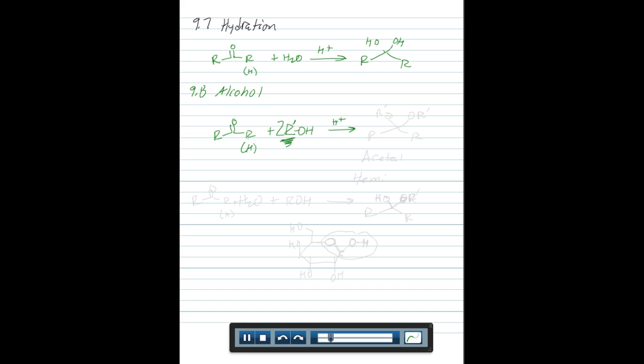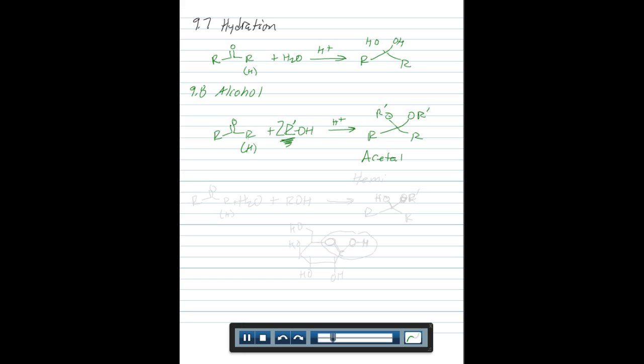You actually have to add two equivalents of this. And you form what's called an acetal. Acetals are pretty important in sugar chemistry, in biochemistry. So if you go on to take biochemistry, you'll learn all about acetals.